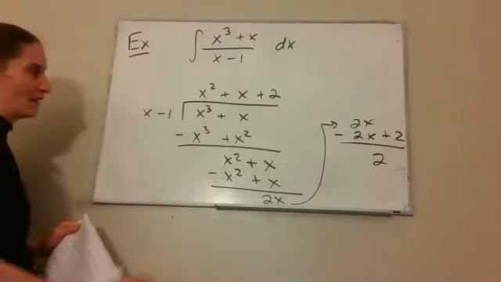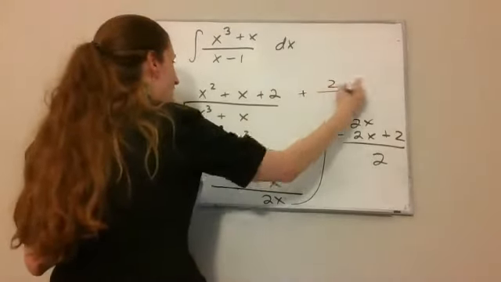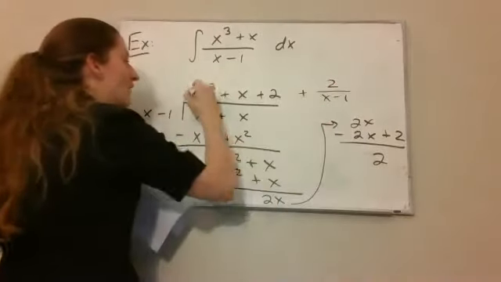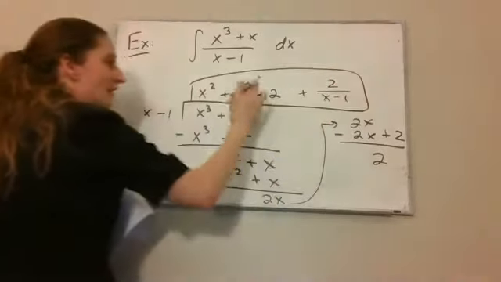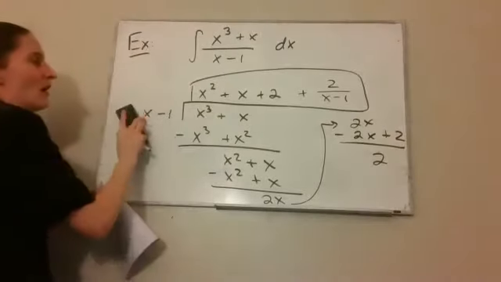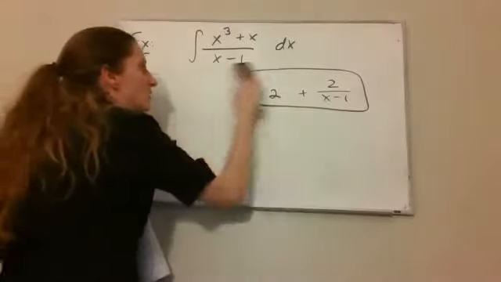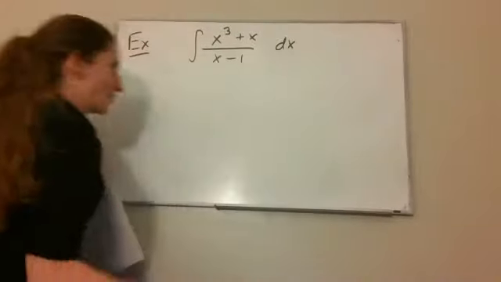So this means that I get x squared plus x plus 2 plus my remainder over the thing I was dividing by. There's the answer for the long division. So now I can rewrite my problem after long division.